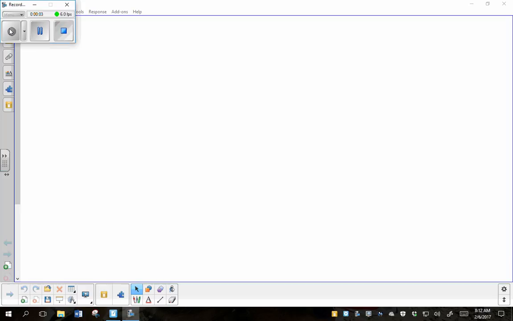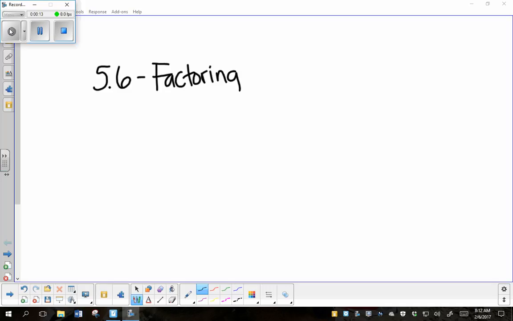These are the notes for section 5.6, and it's not part 1. We're actually just going to do 5.6 all at once. So this section is called factoring sums, so that's adding, or differences, so that's subtracting, of cubes.